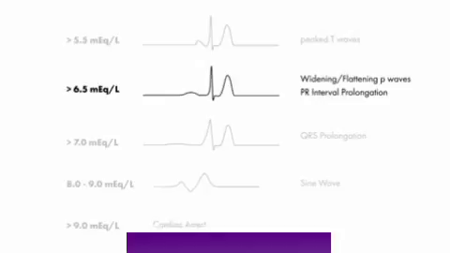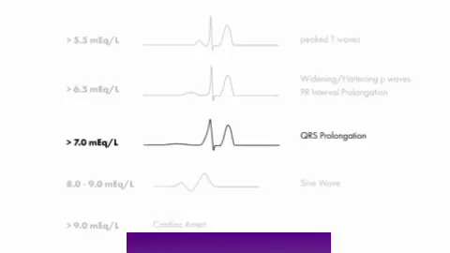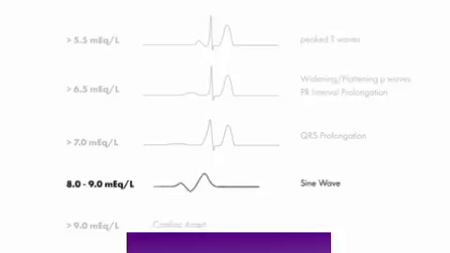At levels greater than 7 to 9 milliequivalents per liter, you'll have a widening of the QRS complex, including the development of a sine wave pattern as serum levels get closer to 9. At levels greater than 9 milliequivalents per liter, patients start presenting in cardiac arrest.